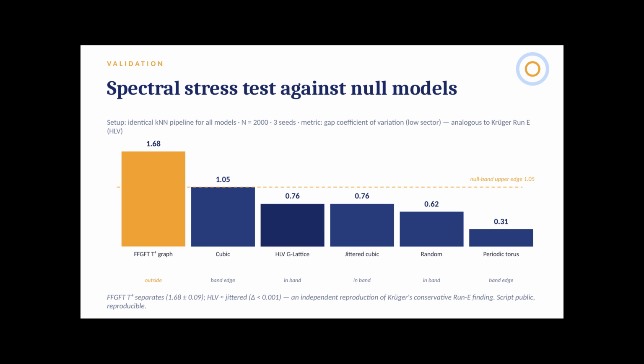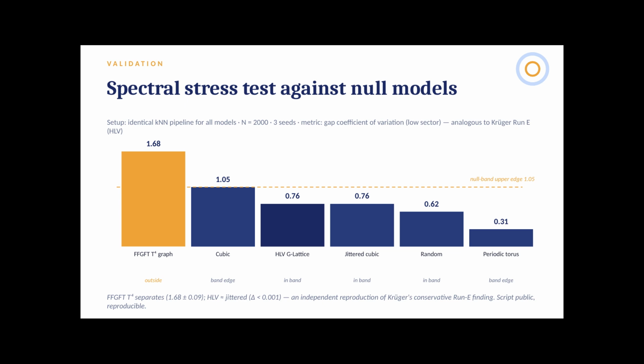And now, an honest stress test. Same machinery for every model, a nearest neighbor pipeline, 2000 points, 3 random seeds, measuring the spread and the spectral gaps, the same diagnostic Marcel Kruger used in his Run-E. FFGFT's 4-dimensional torus scores 1.33 plus or minus 0.025, inside the null band that runs from 0.69 to 2.41. The rival HLV-G lattice scores 0.71, also inside its null band. The verdict? No separation. Both models land inside the null band.